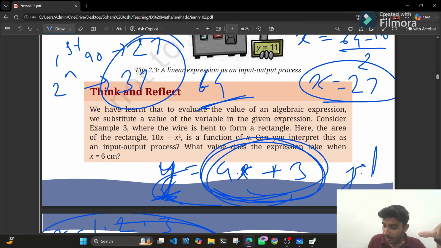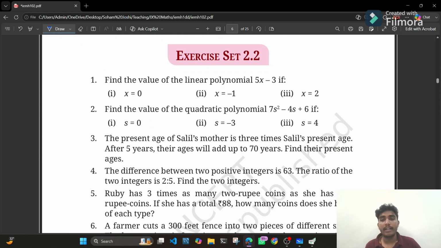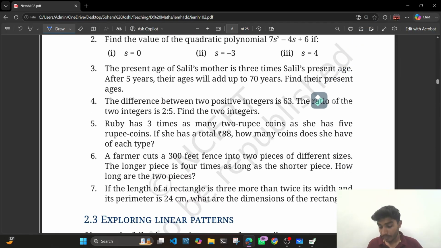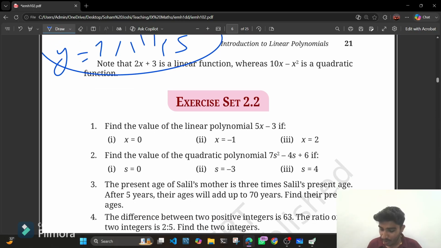Also we can write it as y is function of x. This will come in higher grade, so no need to worry as of now. ठीक है, I hope this is clear. Next up, we have exercise 2.2 that you can solve.